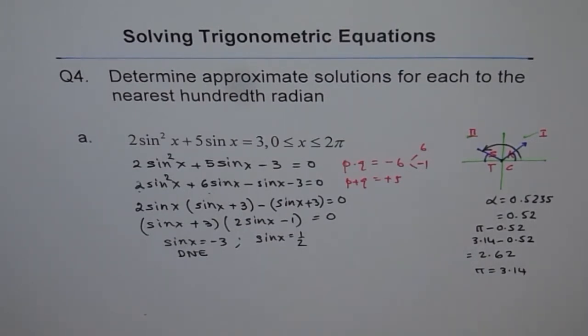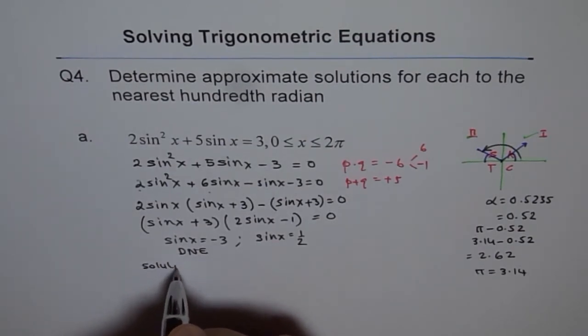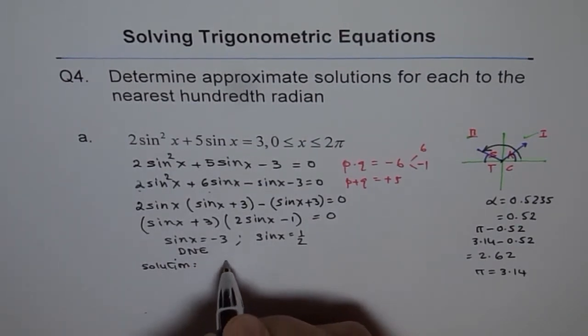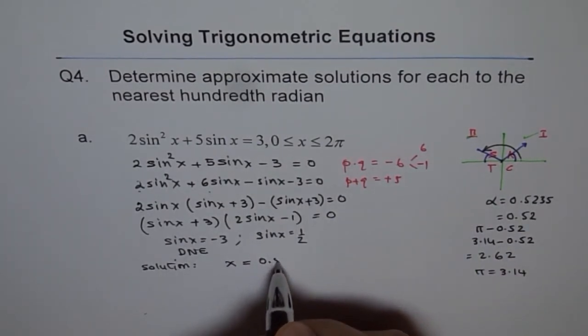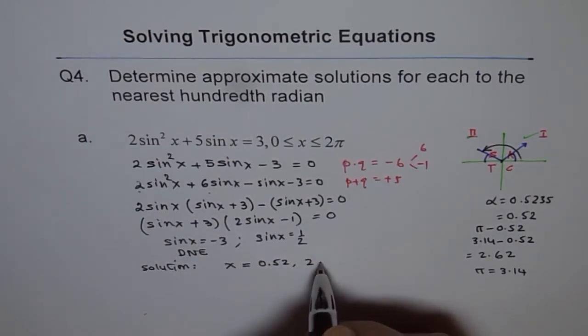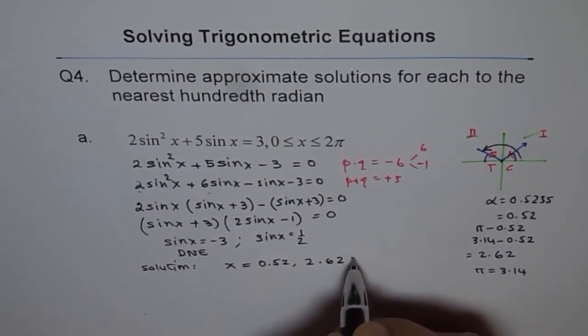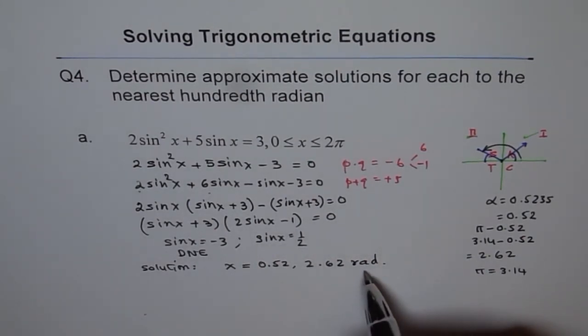Now, so we can write down the solutions here. So our solution is that x is equal to 0.52 radians or 2.62 radians, right? Radians is a ratio, so even if you miss it sometimes, you may get marks for it, right? But it's always good to write radians, right? Thank you.